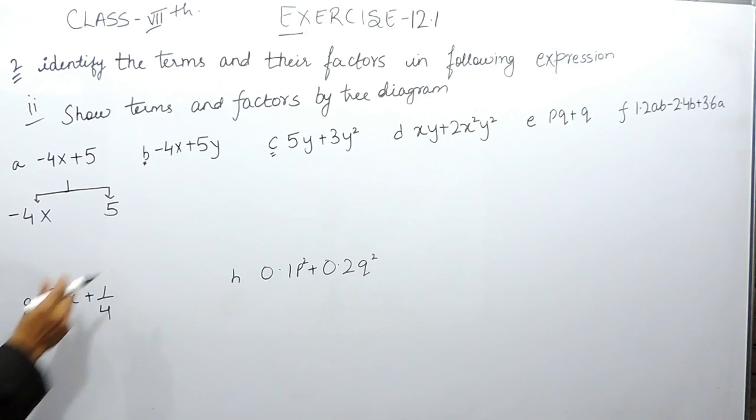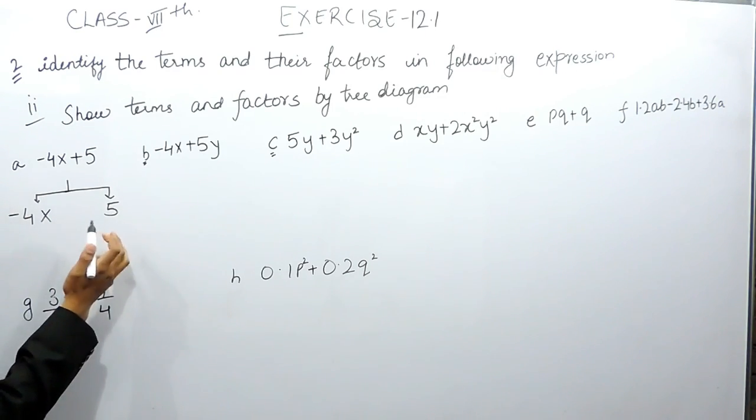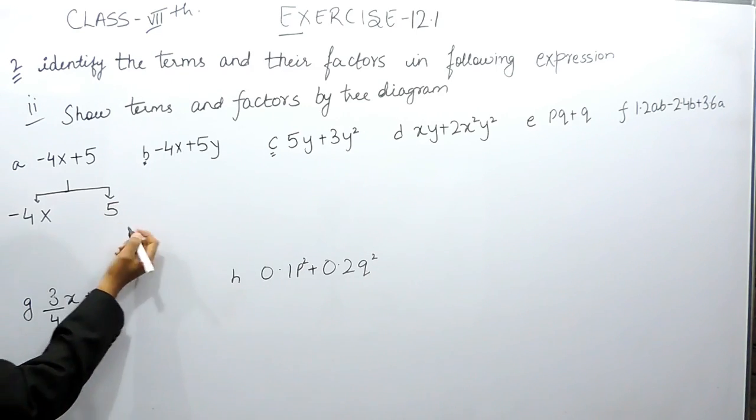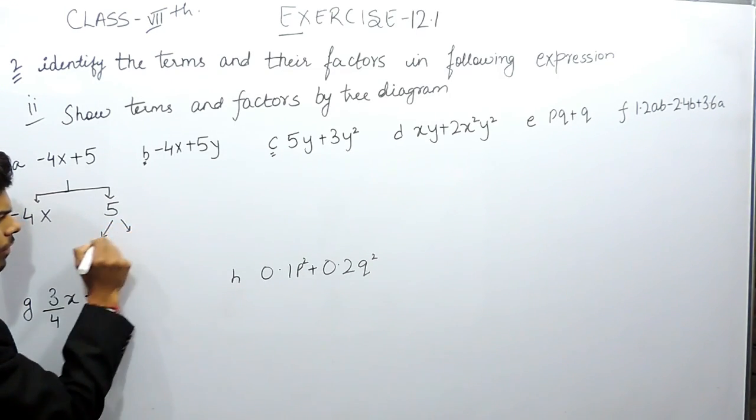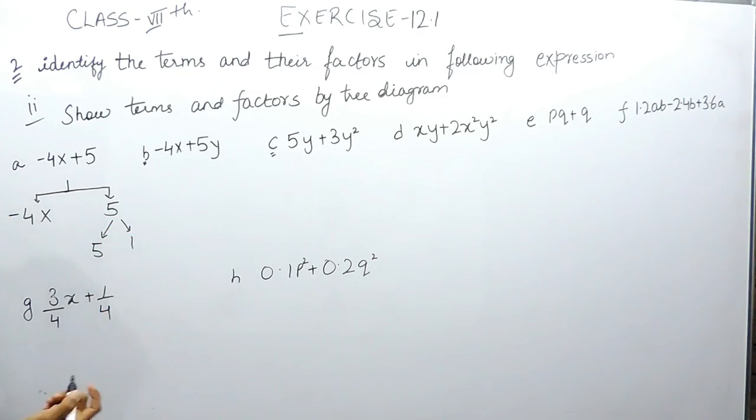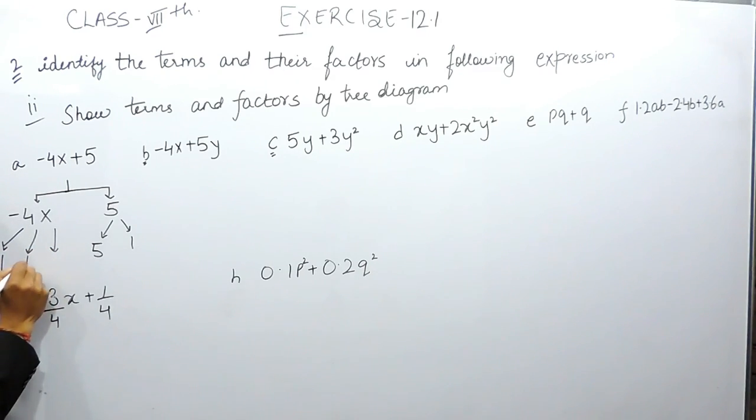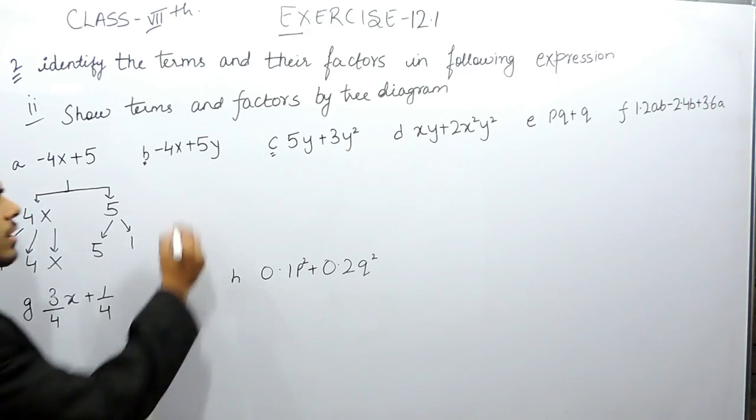Now we'll write the factors of it. 5 will have only its factor as 5, or we can say that 5 and 1, that we can write, or it doesn't matter. So we can write this 5 and 1, or simply we can leave this as it is. But now this can be written as, we'll have 3 arrows, we'll have minus 1, we'll have 4 and we'll have x. So minus 4 into 1 into x gives us minus 4x.